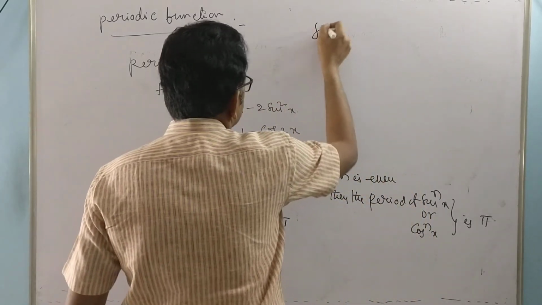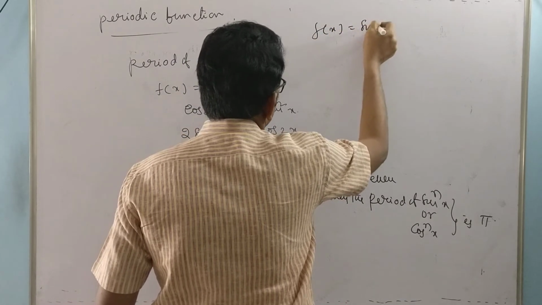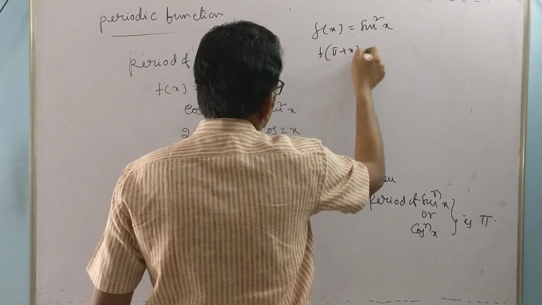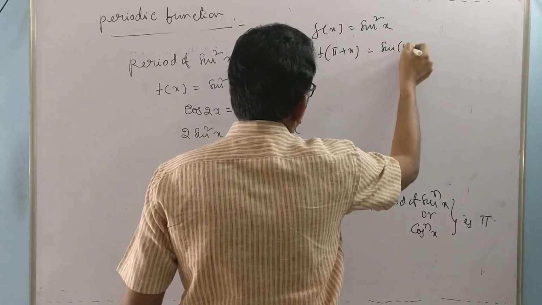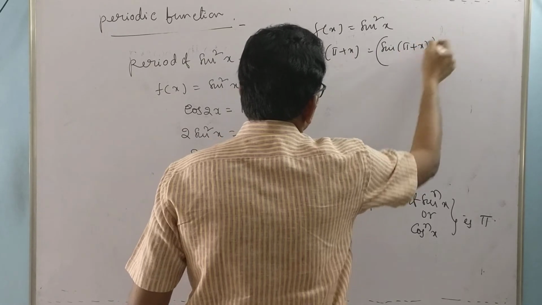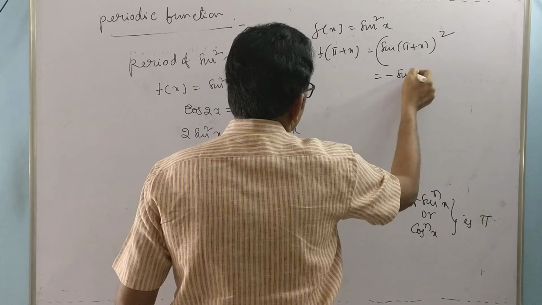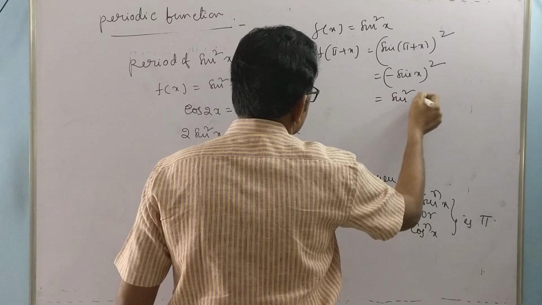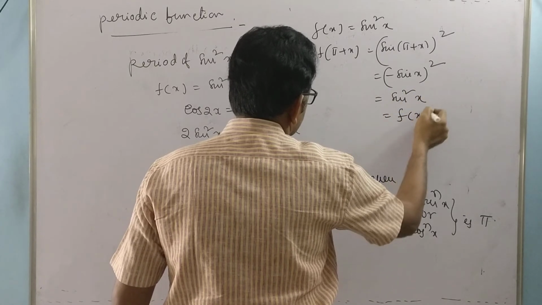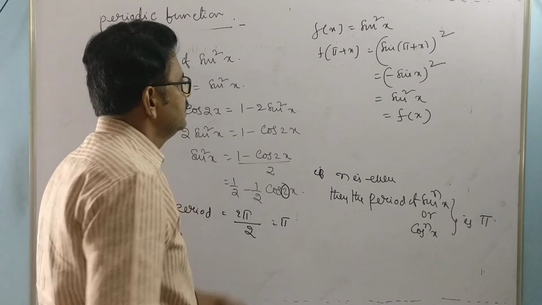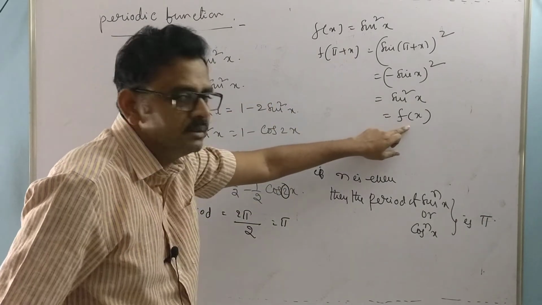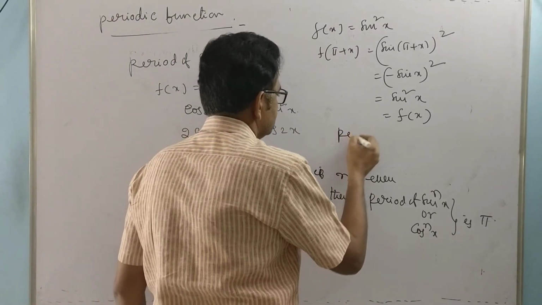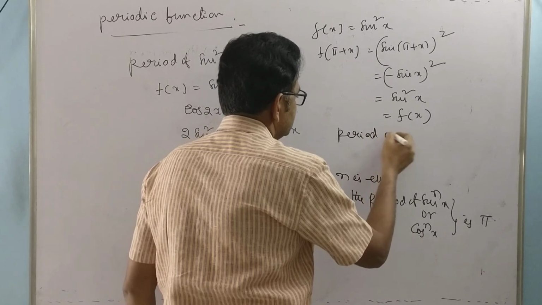So if f of x is equal to sin square x, now f of pi plus x is equal to sin of (pi plus x) whole square, that is equal to (minus sin x) whole square, that is equal to sin square x, that is equal to f of x. Therefore f of x plus pi equals f of x. Therefore its period is what? Pi. So period is pi.